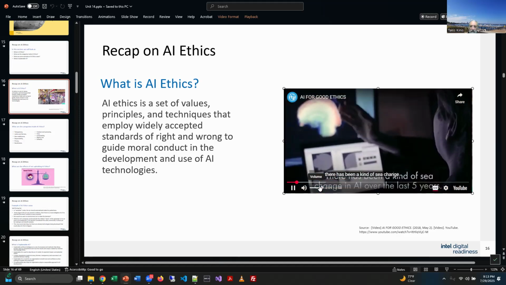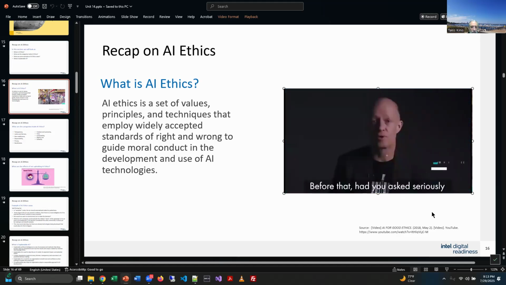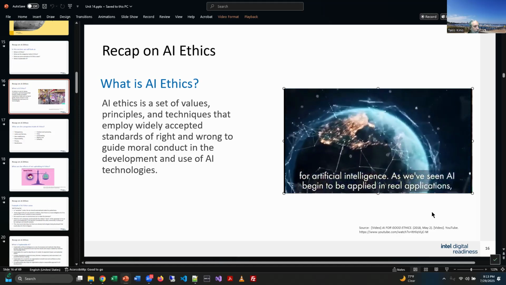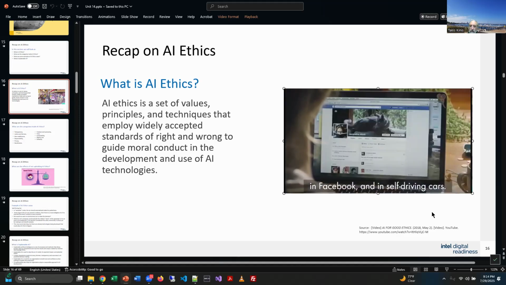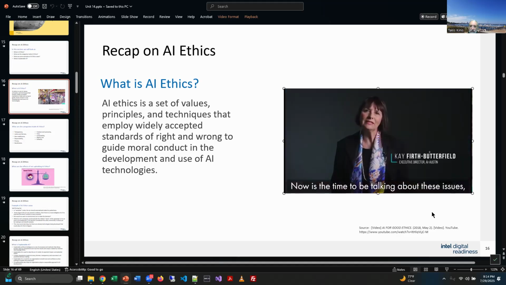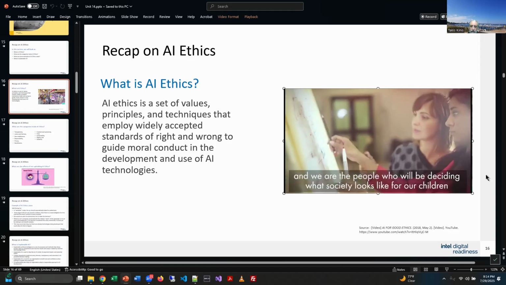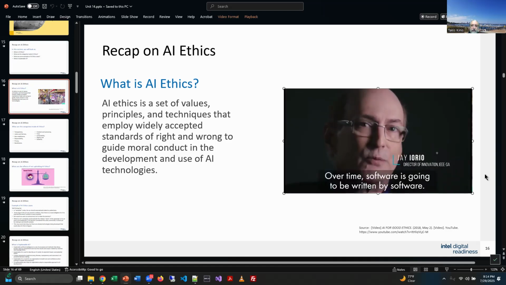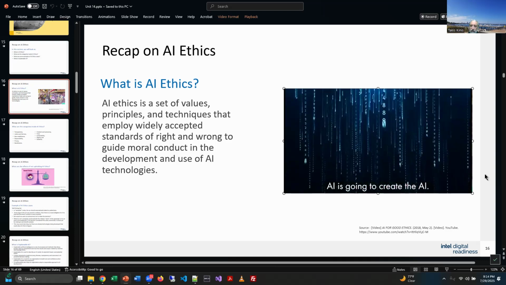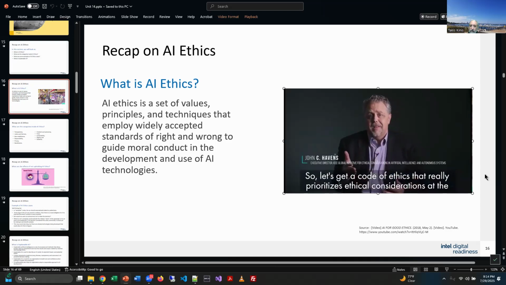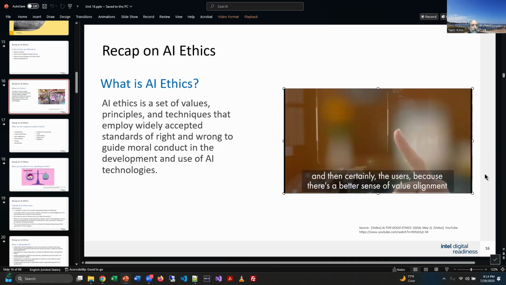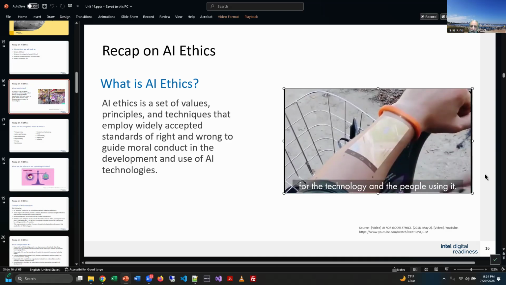There has been a kind of sea change in AI over the last 5 years. Before that, had you asked seriously whether or not we should be crafting a code of ethics for artificial intelligence? As we've seen AI begin to be applied in real applications in Facebook and in self-driving cars, now is the time to be talking about these issues, and we are the people who will be deciding what society looks like for our children in an AI and roboticized world. Over time, software is going to be written by software. AI is going to create the AI. So let's get a code of ethics that really prioritizes ethical considerations at the beginning of design, and that will help both the creators of the technology and then certainly the users, because there's a better sense of value alignment for the technology and the people using it.